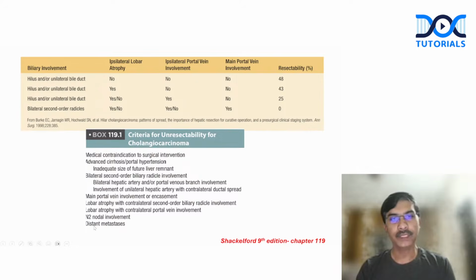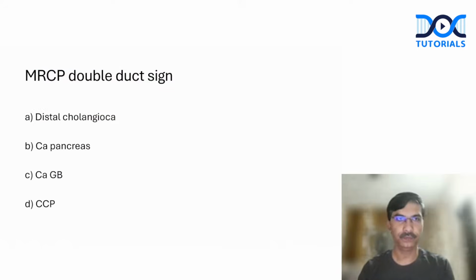N2 nodal involvement, distant metastasis, lobar atrophy with contralateral portal vein, lobar atrophy with contralateral second-order biliary radical involvement, and all those things. Bilateral hepatic artery and portal venous involvement, involvement of unilateral hepatic artery and contralateral ductal spread. Similar to this, all these are criteria for unresectability of cholangiocarcinoma.